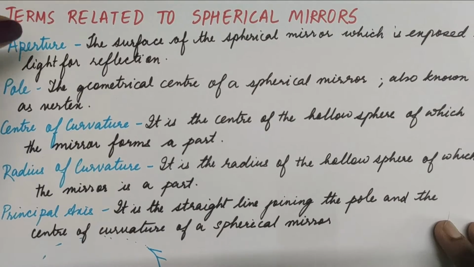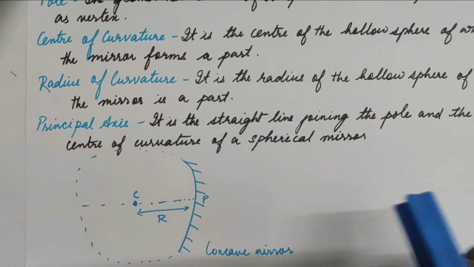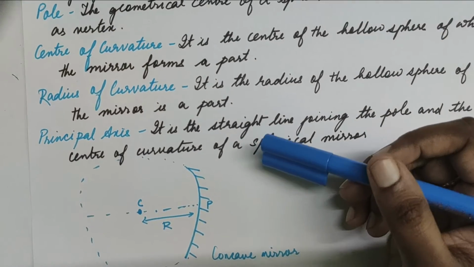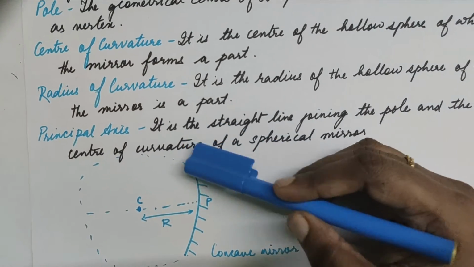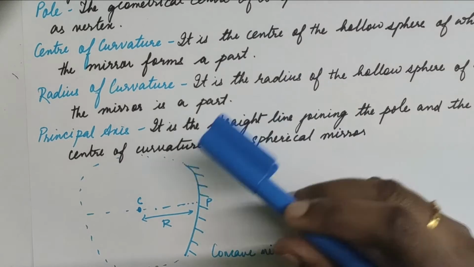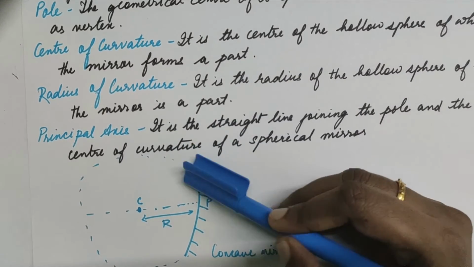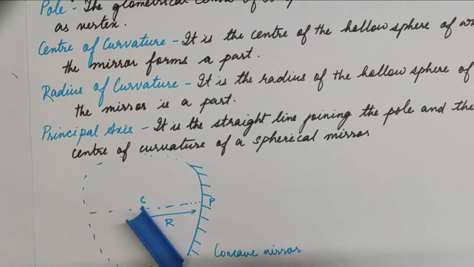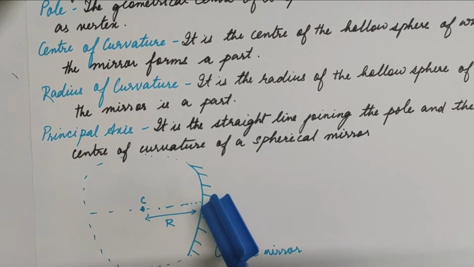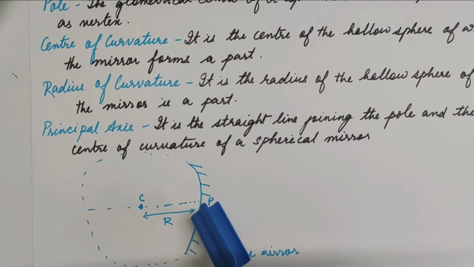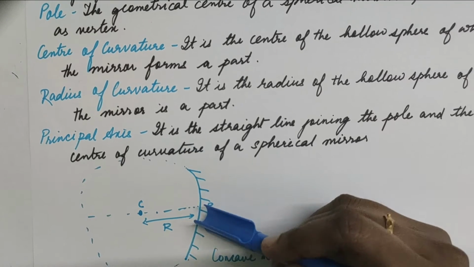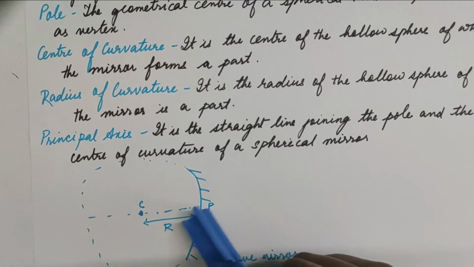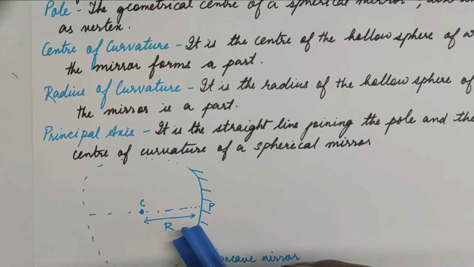Now if you see this diagram, suppose this is a sphere, I know it doesn't look exactly like a mirror, but if this is a concave mirror, this is a polished side and this is a reflecting side, and if this is a whole sphere, this is the center of curvature denoted by C. This is the pole which is a geometric center, and the distance between the center of curvature and the pole is the radius of the hollow sphere.